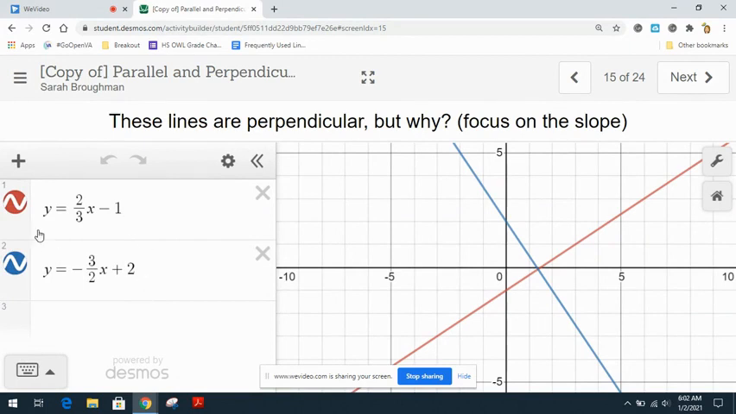My last one, my y-intercepts are different. It's -1 and 2. And my slopes are different. It's positive and negative, so that is definitely something important. Each of the slopes, one was positive and one was negative. And then my fraction flipped. 2 over 3 became 3 over 2, or vice versa.